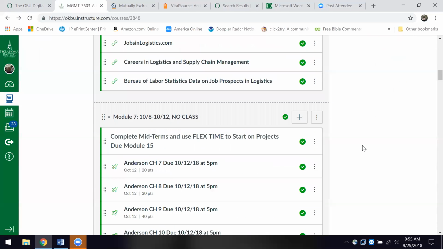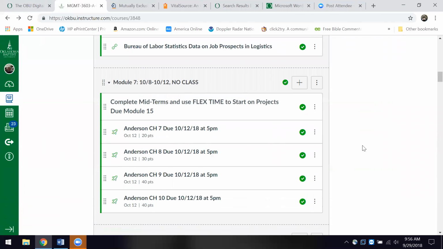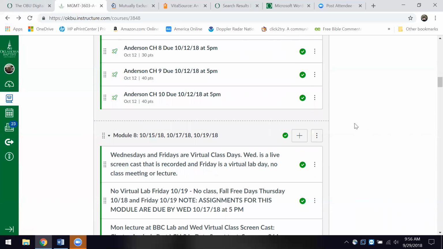Now, if you look ahead at the next month, the 8th, the 10th, and the 12th. The 12th is virtual Friday, the lab day. There is no class, okay? There's no class that week. And there's a reason.